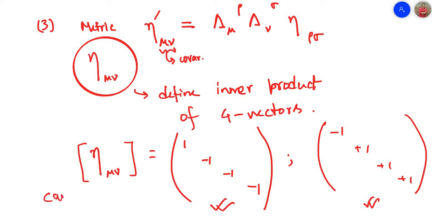We know that in different coordinate systems, the metric appears to have different forms, right? So, for example, in the spherical coordinate system, we'll have something like 1, 1, r squared, r squared sine squared theta. And likewise in other coordinate systems.